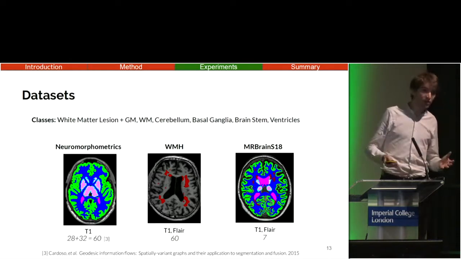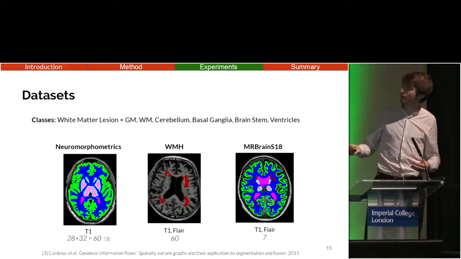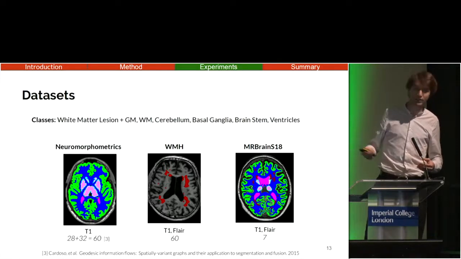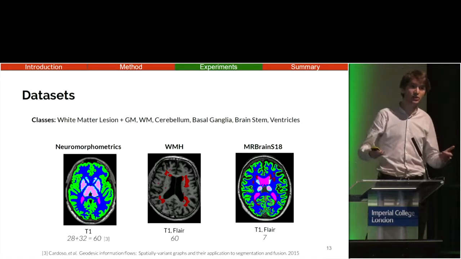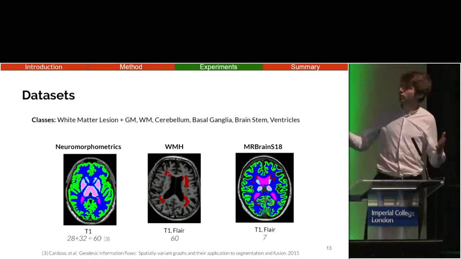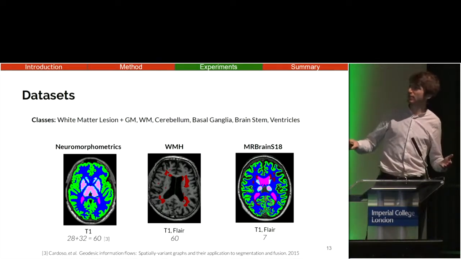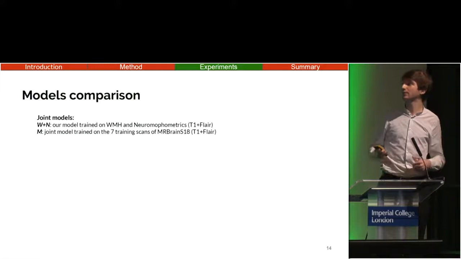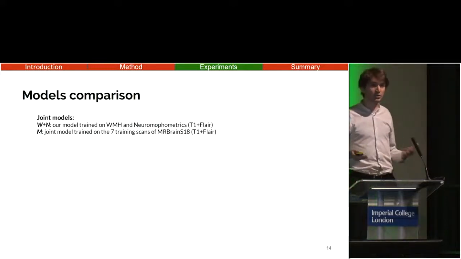Now we also have a small dataset, with only 7 scans, with the T1 and the FLAIR, that is fully annotated. So in this dataset, we have access to the tissue annotation and the lesion annotation. This dataset is MRBrainS. So this is the fully annotated dataset, but as we can see, it's pretty small compared to these two ones. So we can compare different models.